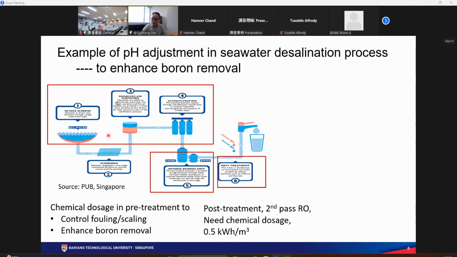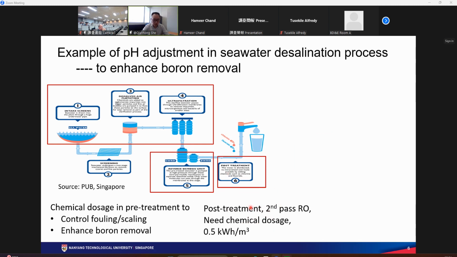In the seawater desalination plant, therefore, we have to consider boron removal. If seawater desalination plants want to remove the boron, most of the plants will consider installing another pass of RO, not only the seawater reverse osmosis, but also a second pass RO to further treat the permeate from the first pass RO. The major purpose is to remove the boron. For the second pass RO, we normally use a relatively loose membrane, a brackish water RO membrane, and the energy consumption is 0.5 kilowatt-hour per cubic meter of water.